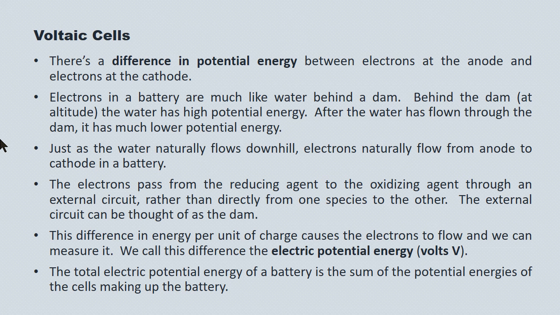The total electrical potential energy of the battery is the sum of the potential energies of the cells making up the battery. So again, I had said a battery is a series of individual Voltaic cells joined in series. If you want to know the voltage on a battery, you determine the voltage of any given cell and you multiply by the number of cells in series. A 12-volt car battery, for example, has 6 individual cells in it that are each just a little higher than 2 volts.